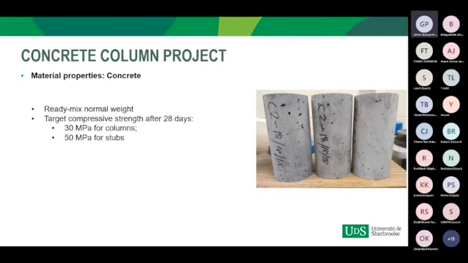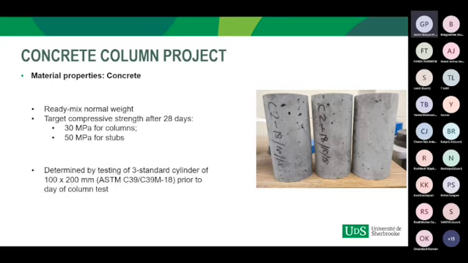Ready-mix normal weight concrete with a target 28-day compressive strength of 30 MPa for the columns and 50 MPa for the stub was used, and the concrete compressive strength was determined by testing 3 standard cylinders of size 100 by 200 millimeters prior to the day of the column test. Whatever strength we get from the concrete was used to give the constant compressive load to the columns during the test.